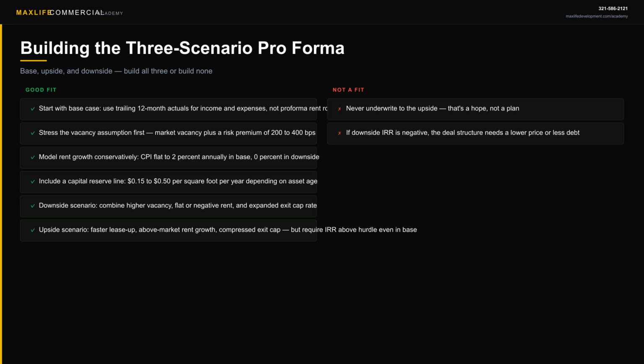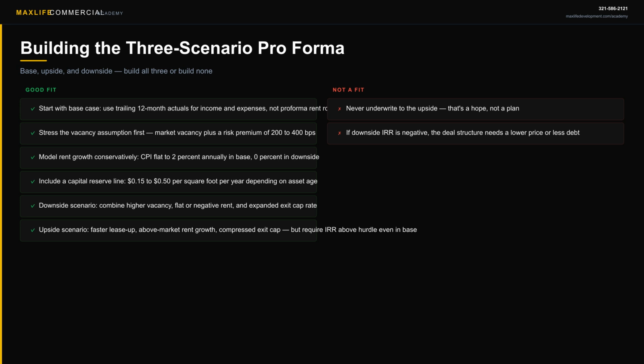A 3-scenario pro forma is the standard deliverable in institutional commercial real estate, and it should be your standard too, regardless of deal size. The idea is simple. You can't predict the future, but you can build 3 coherent versions of it and understand what each one means for your investment. Your base case should be built on reality, not on the seller's pro forma.